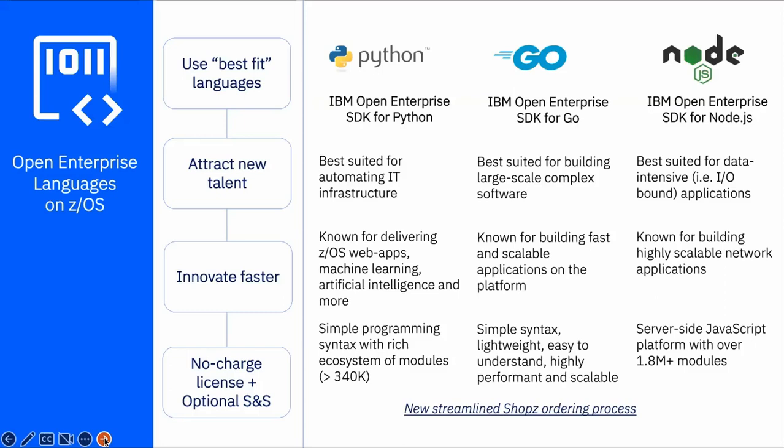It's not a cross compile. You can develop directly on COS using these languages, and they get the benefits of the platform. Finally, these open enterprise languages have a no charge license, just like Java. And if you need production level support, there's an optional paid support option.